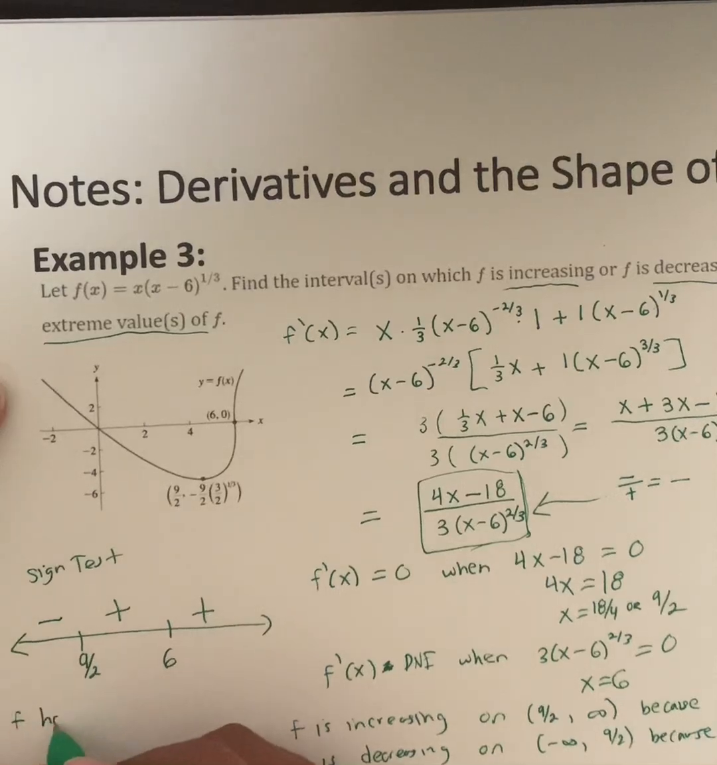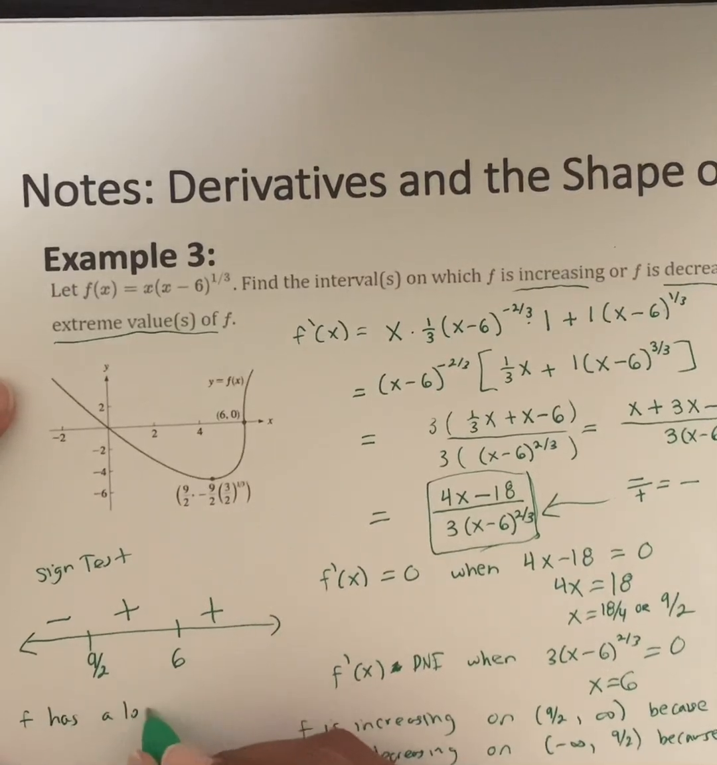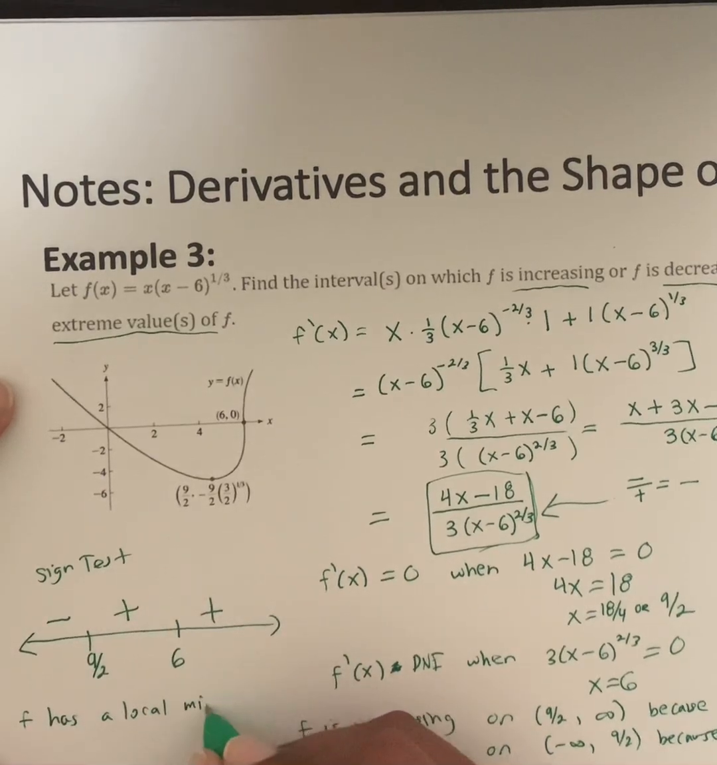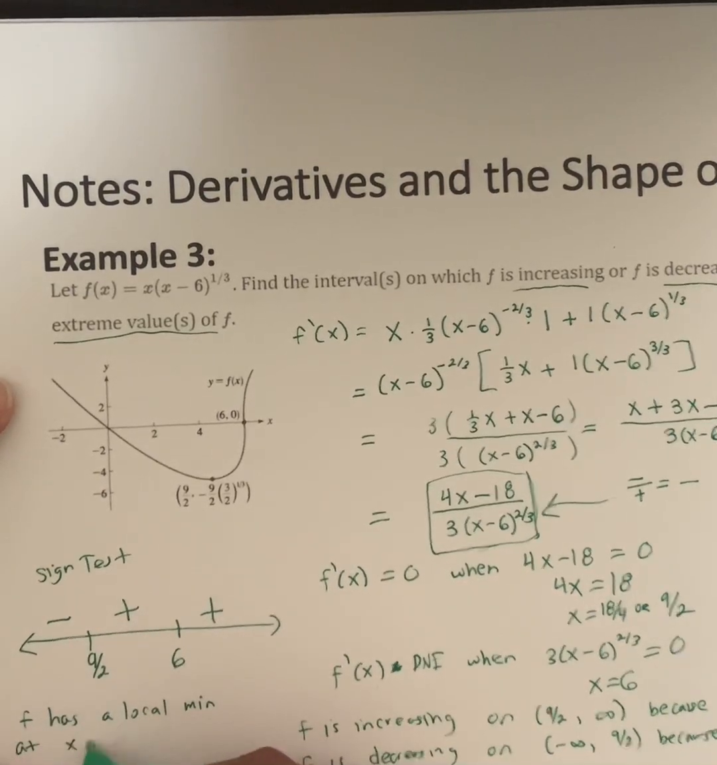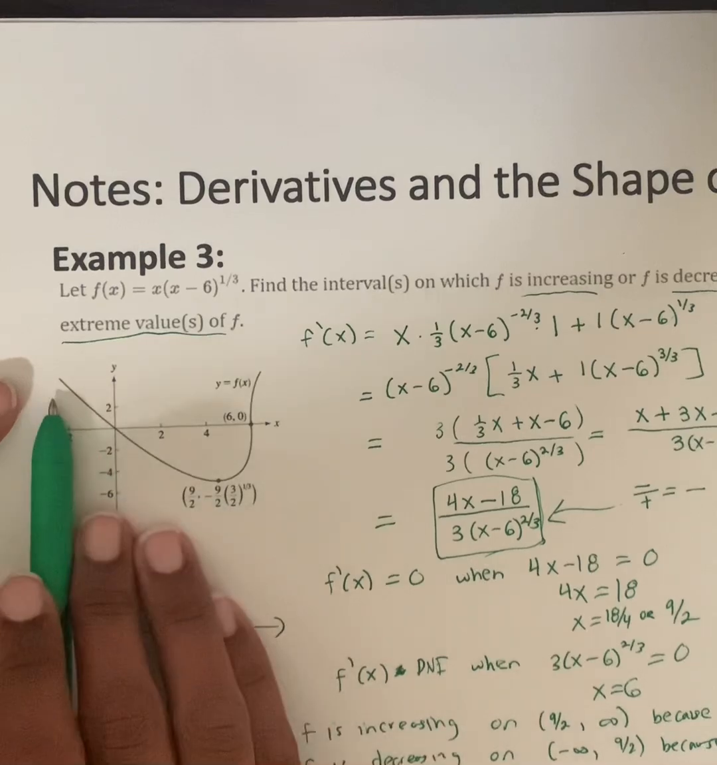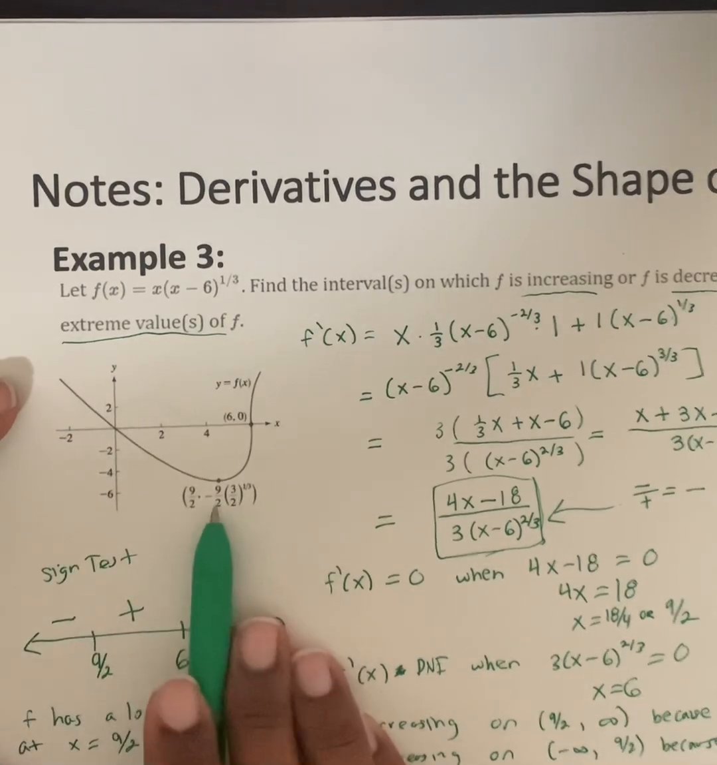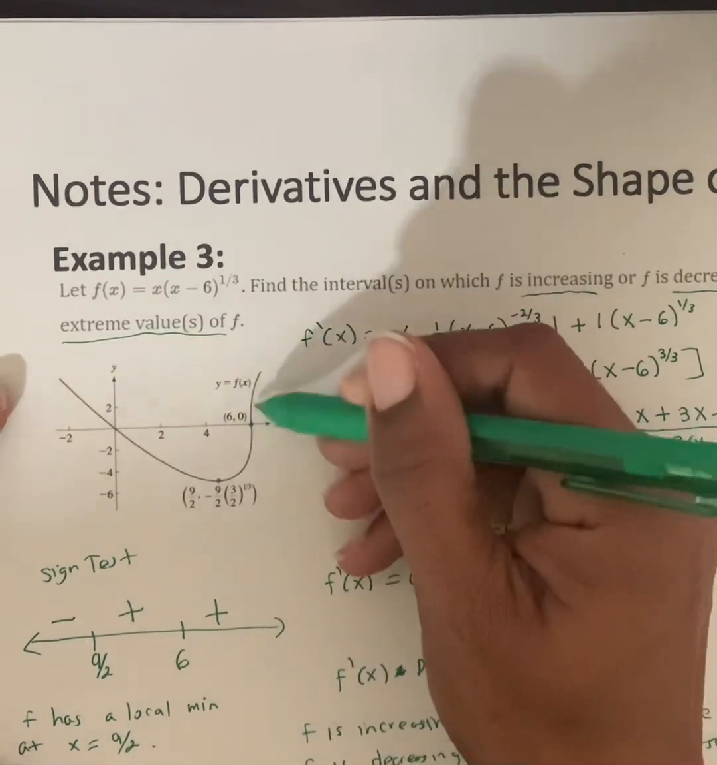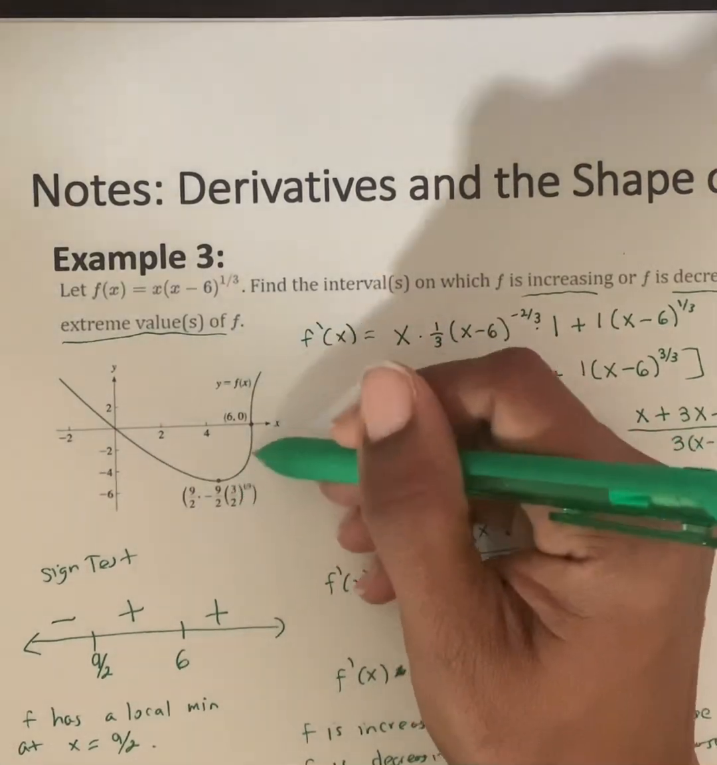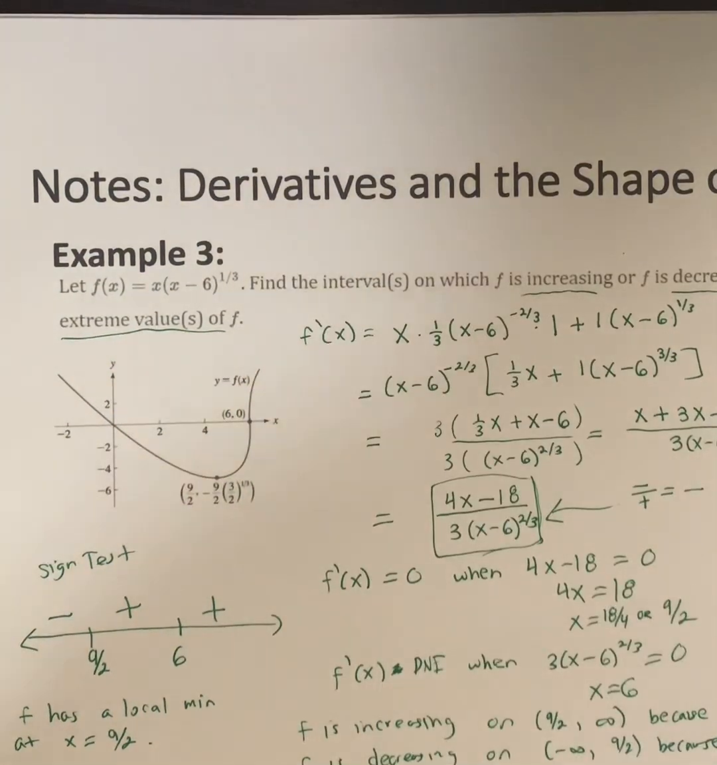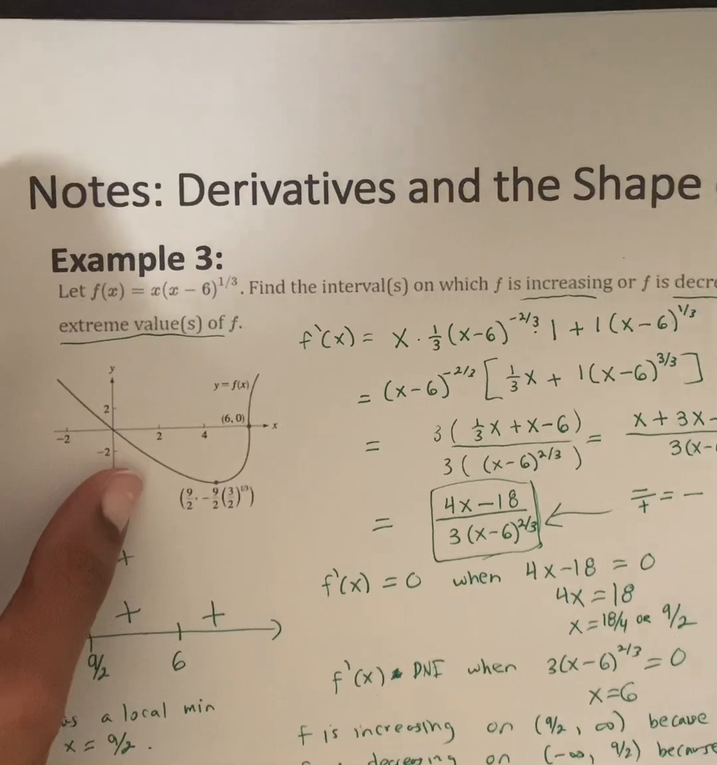So we know f has a local minimum at x equals 9/2, going down, then up. And we can see that right here. We are decreasing until 9/2, and then we increase. We do notice at 6 we have that vertical tangent, but we do not stop increasing at any point. It just gets nice and vertical. All right, that's example 3.